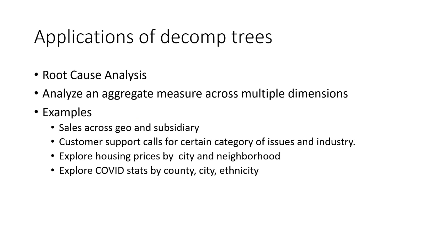So you could pivot by category of issues and the vertical of customers that are reporting certain issues. You could look at sales that are coming across geo or a subsidiary or a particular salesperson. You could explore housing prices by city and neighborhood, or COVID stats by county, city, ethnicity, and so on. Anywhere where you want to visualize data across multiple dimensions, this is a pretty handy visual. And the example that I demoed was the high value. I wanted to look at the characters speaking the most lines. You can go the other way and look at negative values. You can look at low values as well.